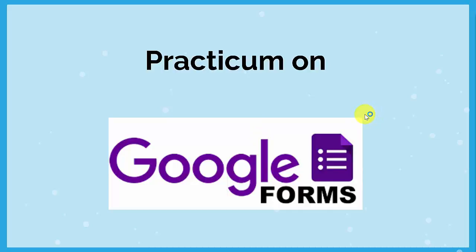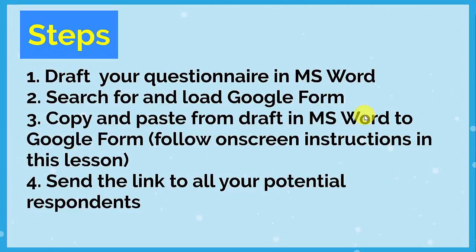So what are the steps in developing our questionnaire using Google Forms? I'm able to see 4 steps, and we're going to walk through these 4 steps. The first step is for you to draft your questionnaire in a word processing document, and I've given Microsoft Word as an example. The second is for you to search for and load Google Forms from Google. The third, you are just copying and pasting from the draft in your word processing software into Google Forms. I'm going to give you some instructions as we go in the lesson, and you can just follow the instructions.